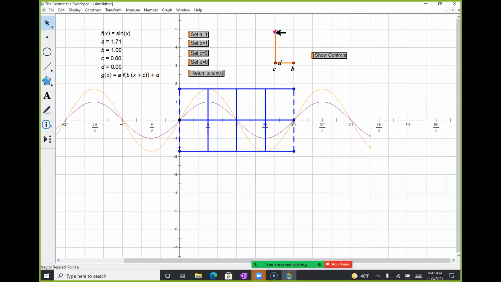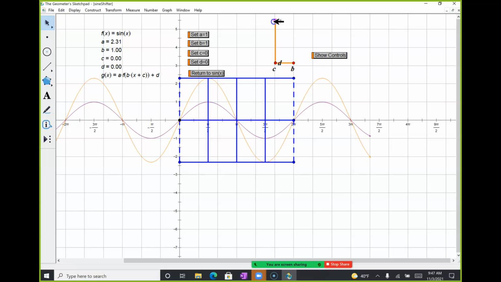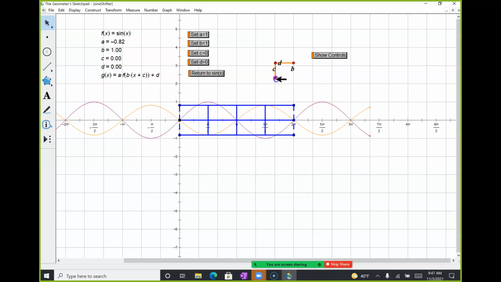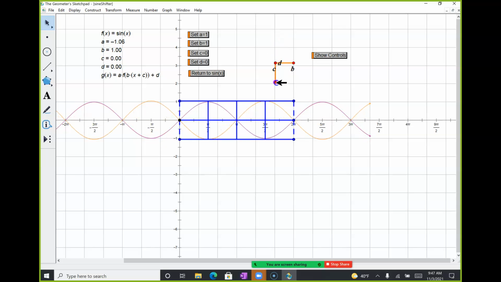So notice that I've set my A bigger than 1 here. So now my radius is bigger than 1, right? A is almost 2, so you can see the amplitude, the radius, is going up to a height of 2 and down to a height of -2. And certainly I could put A as the negative, and then you're just seeing that reflection of the sine curve.